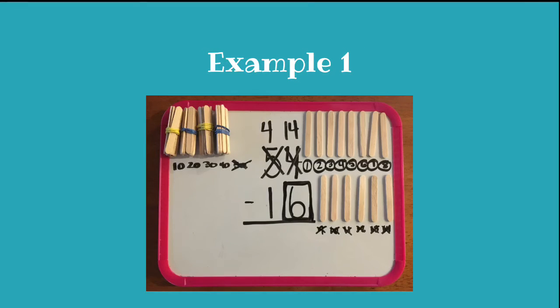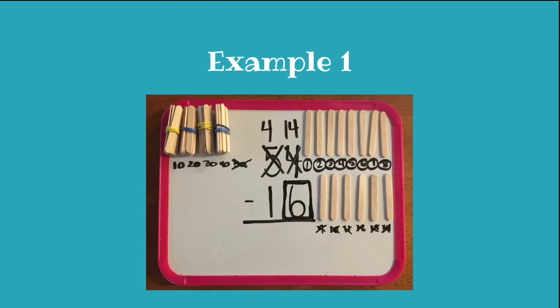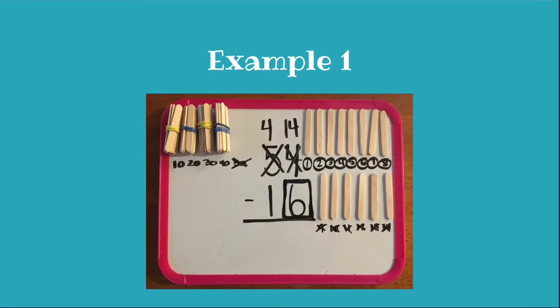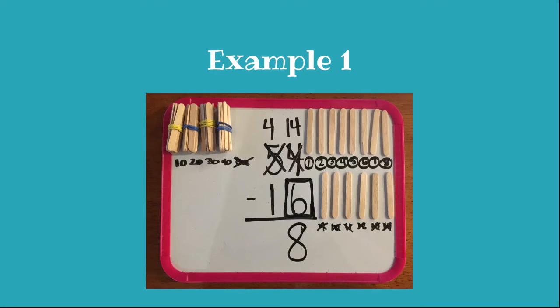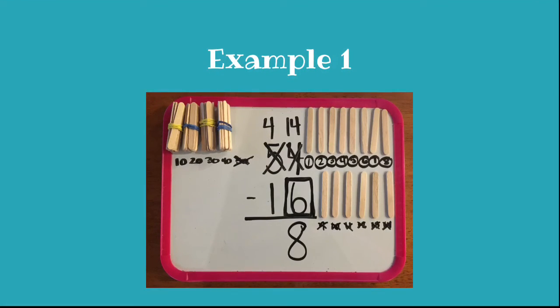Now we're ready to subtract on the ones place side. Notice how 6 is less than 14, so we can go ahead and subtract 6 from 14. We have crossed out 6 sticks on the ones place side. And notice how many are left? 8. So we can write an 8 under our ones place column.